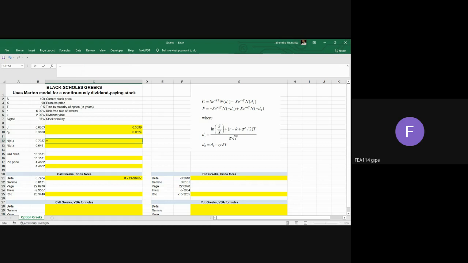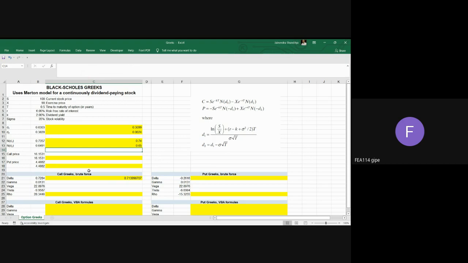Now when it comes to calculating ND1, we calculate NORM.S.DIST, and then we use this D1, and then we press enter. So we got exactly what is required, and then here we calculate ND2 using this D2, and we get the value.